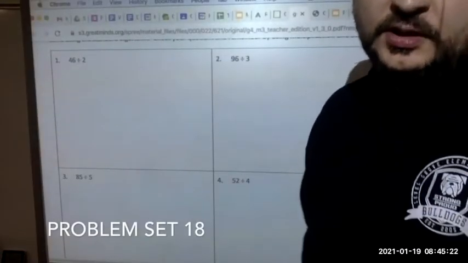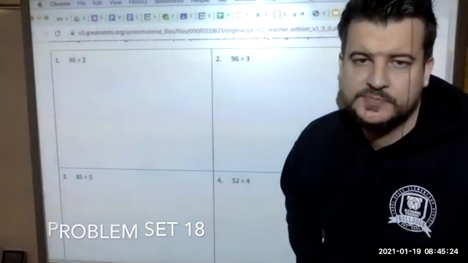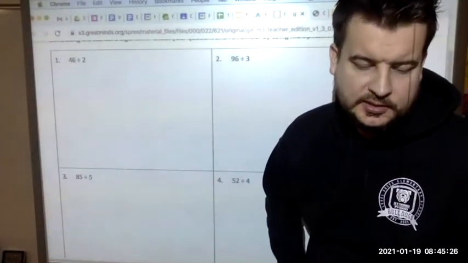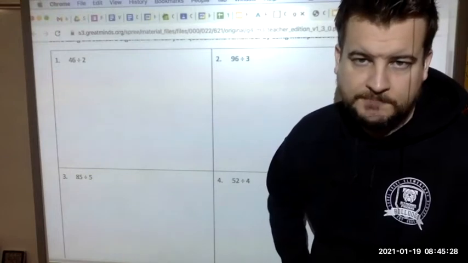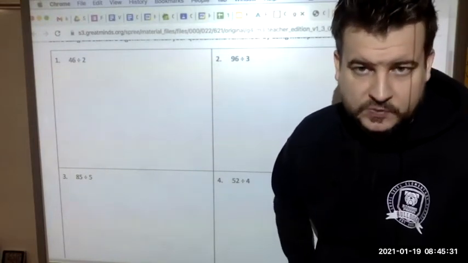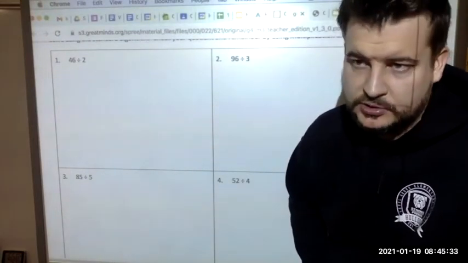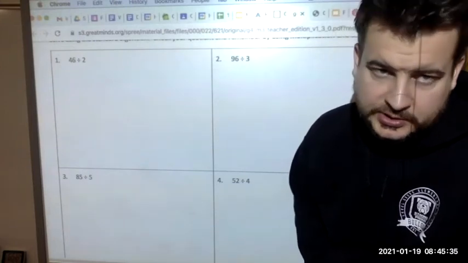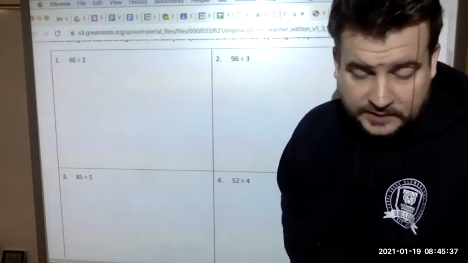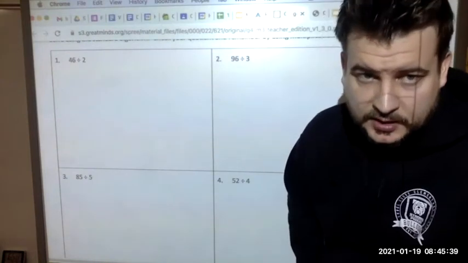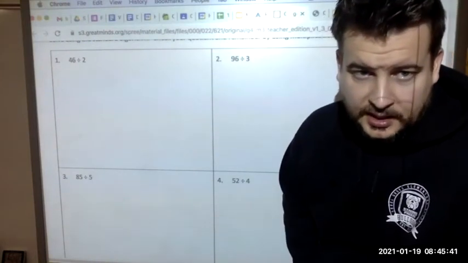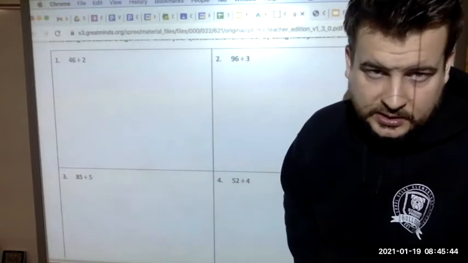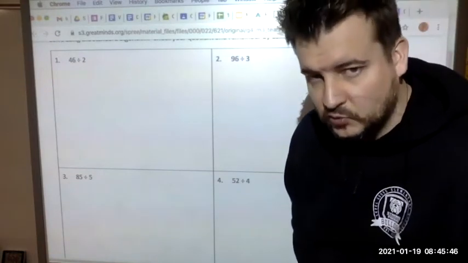All right, so we're on problem set 18. Problem set 18, you're trying to get away from the whole drawing the dots now. So we're going to be moving into what I call partial quotients. Partial quotients are pieces. So you're definitely going to want a multiplication chart if you're not comfortable with your facts. But I'm going to show you some ways that you can get around that. So let's look at question number 1.